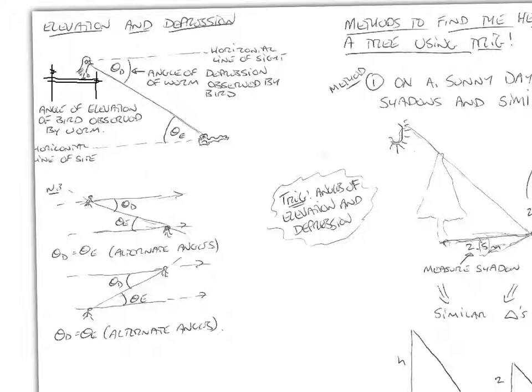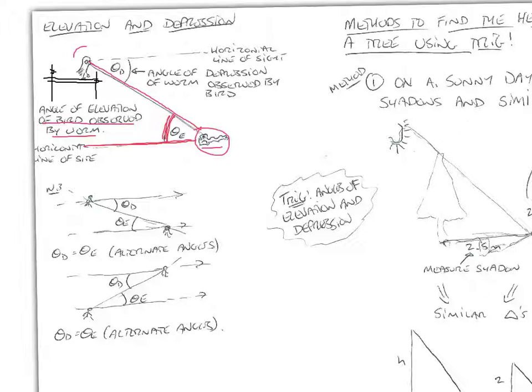So let's look at the angles of elevation and depression. If, for example, we take a worm on the ground and a bird on the wire, then we would say that the angle of elevation of the bird as observed by the worm would be this angle here. That is the angle between the horizontal line of sight, i.e. if the worm was looking straight ahead, and the line up to which the worm looks at the bird. So it's the angle between those two lines. That's the angle of elevation of the bird as observed by the worm, or from this observation point here.